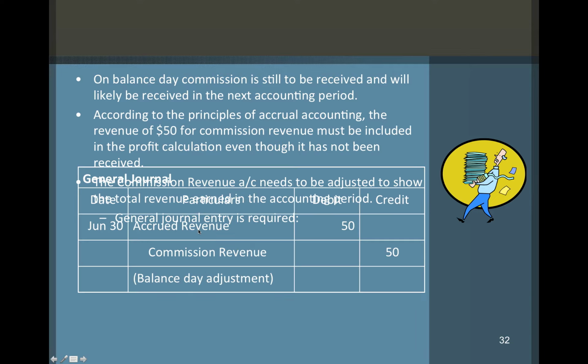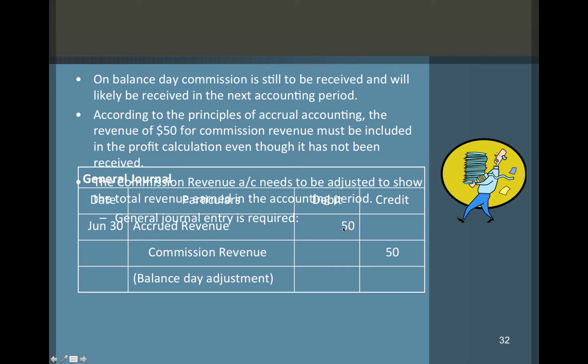So this is a general journal that we're going to have to affect the double entry, and I think you can still see this. Accrued revenue will be debited 50. Now that represents an asset, a temporary asset, and commission revenue will be credited 50. So remember, this is a revenue account. We haven't received it. We have earned it, so we want to increase a commission revenue account, increase a revenue, you have to credit it. Something has to be debited, and we need to raise this temporary asset account.